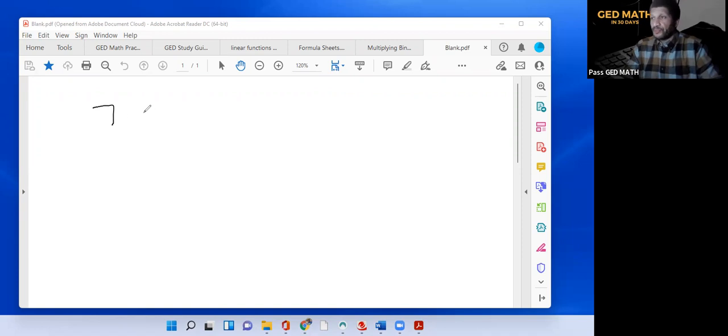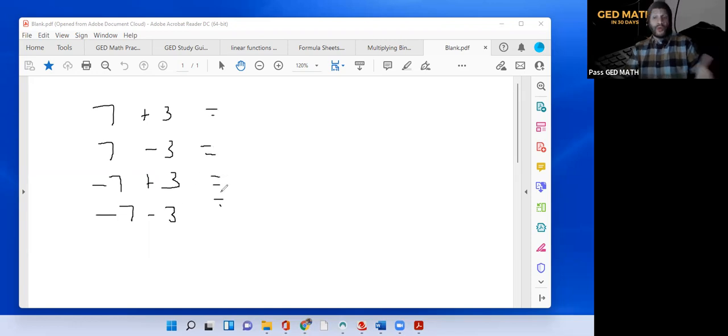Anyway, I'm going to pick any 3 numbers. I'm going to say 7 and 3, and I'm going to change the signs. So I'm going to do 7 minus 3, negative 7 plus 3, and negative 7 minus 3. First of all, you have to recognize that this is combining like terms. Why? Because I don't see any parentheses. I am not multiplying or dividing here. So the rule that same sign is positive is only for multiplication or division.